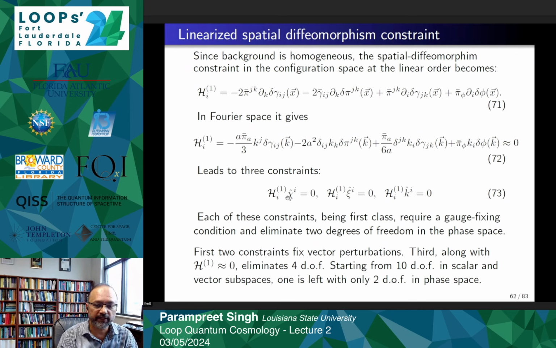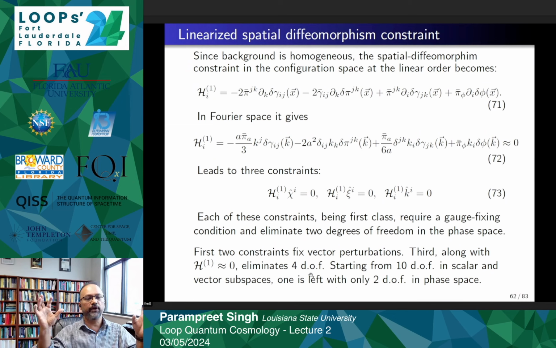The first two constraints fix the vector perturbation, so that is why we are not going to talk about them. And that is why Langlois says they can be gauged away. He only mentions this briefly at some point. I'm also filling in some steps you will need for the Langlois paper. And the third one, along with this one, eliminates the 4 degrees of freedom.